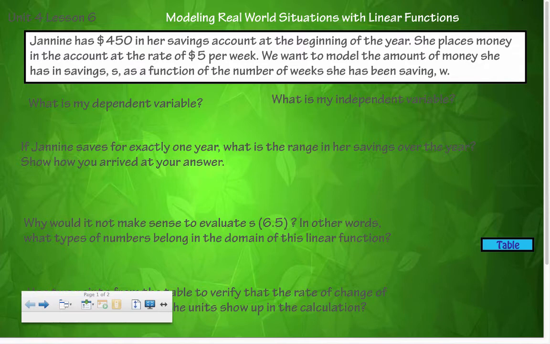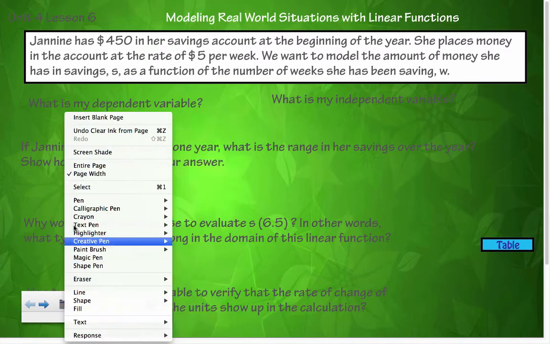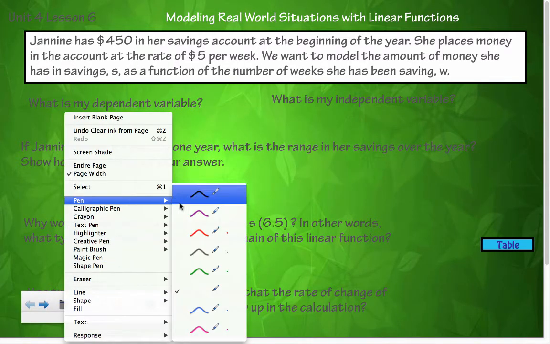She's got $450 in her savings account at the beginning of the year. Good for her. She places the money in the account at a rate of $5 per week. That means she's saving. She's trying to save up for something. And she told herself, I'm going to put $5 away per week. We want to model this situation so we can show how much she's saving. And at any time, we can use a mathematical formula to figure out how much money she has in her account.